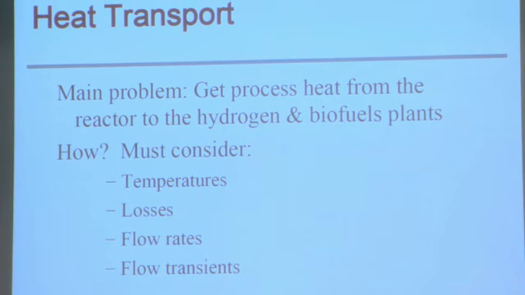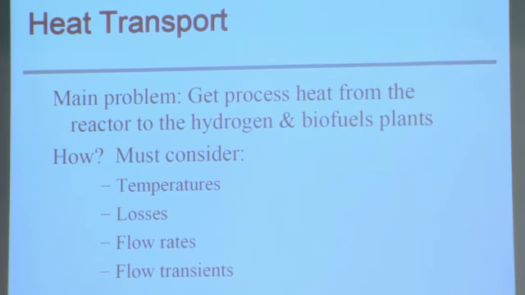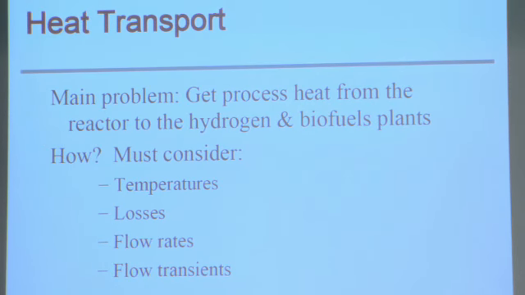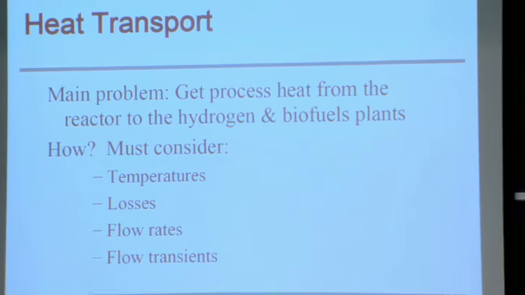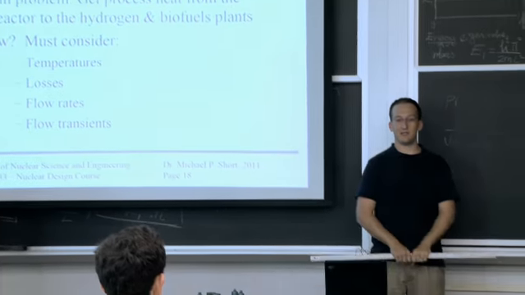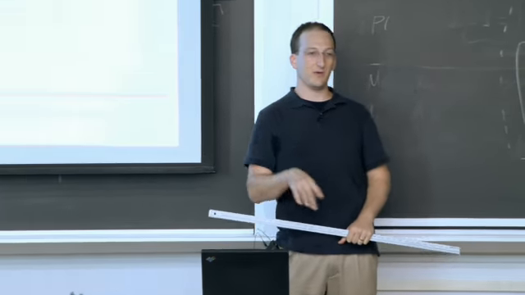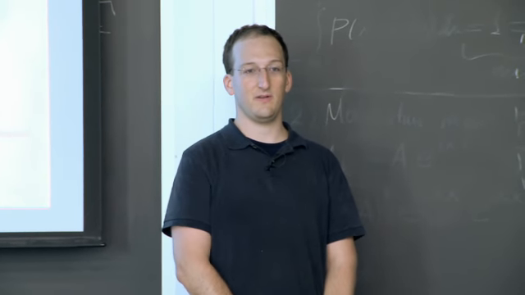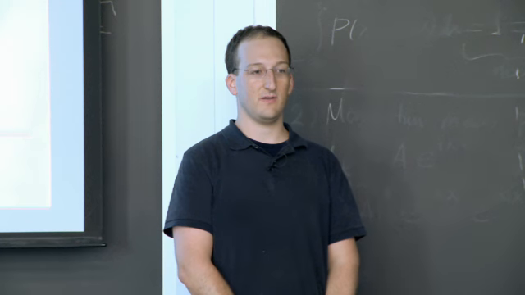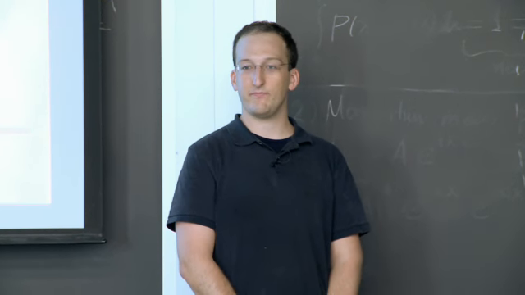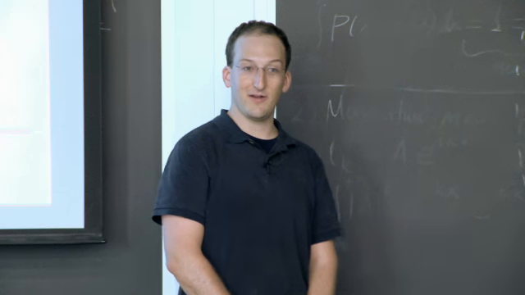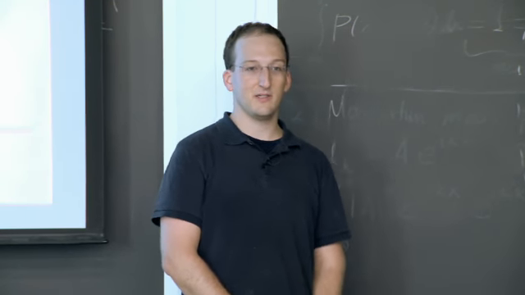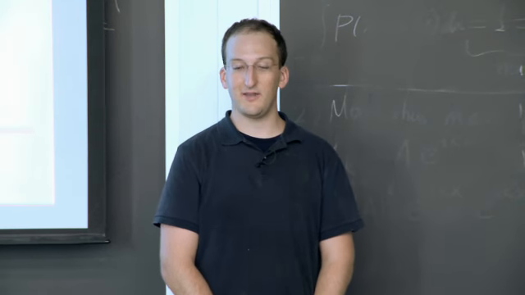The main problem is getting the heat from the reactor all the way to the top of the other board for the hydrogen and biofuels plants. What are some things that can happen during that? Unless you are able to transfer the heat without any temperature loss, without any pressure loss, what could happen? I mean, you could have some losses somewhere, right? There'll be some temperature losses. There could be some pressure losses. These are the things you guys got to think about.